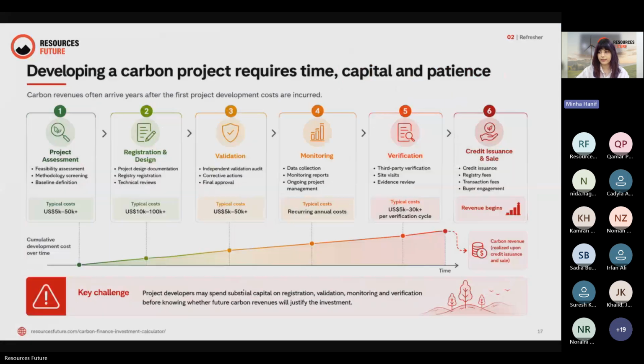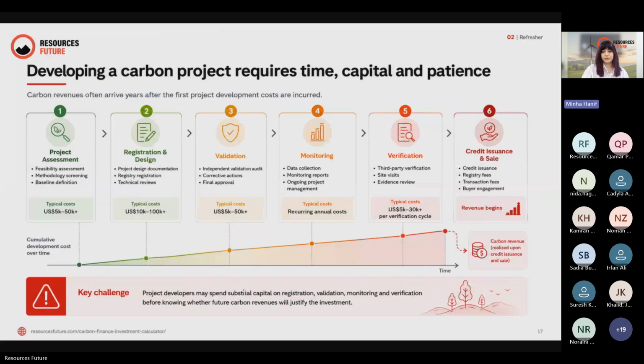Is my slide changing? I think it is. So this slide illustrates a reality that is often underestimated by newcomers to carbon markets. Carbon revenue usually arrives much later than carbon project costs.